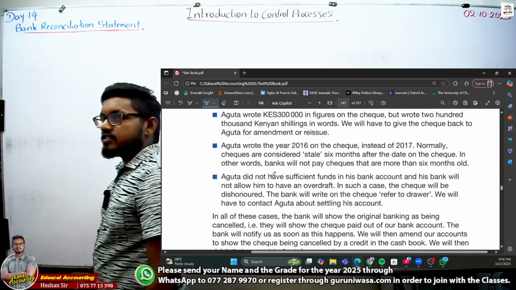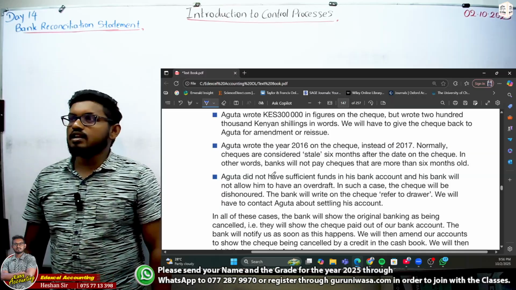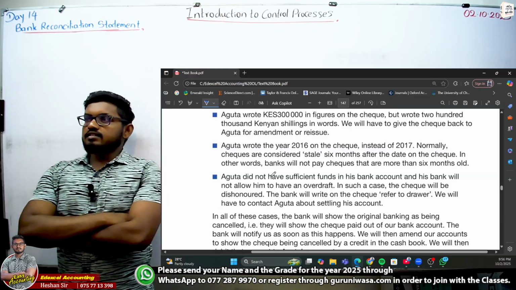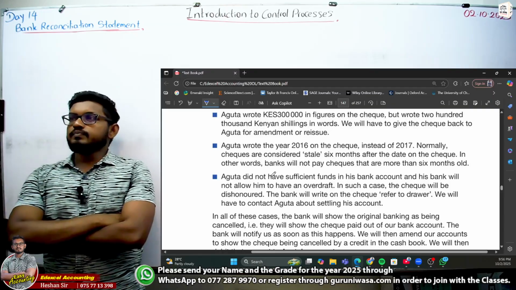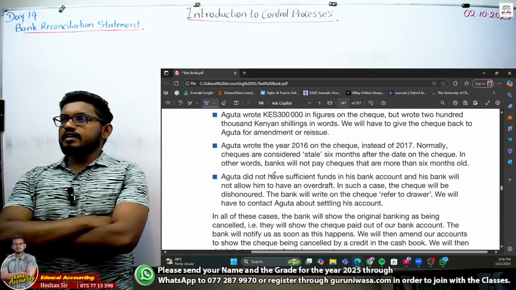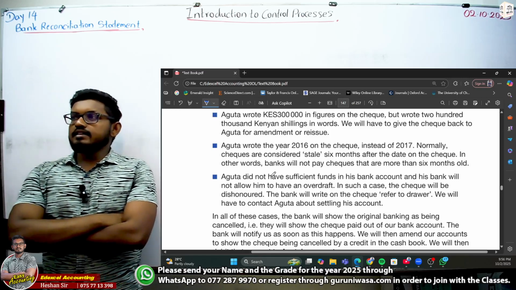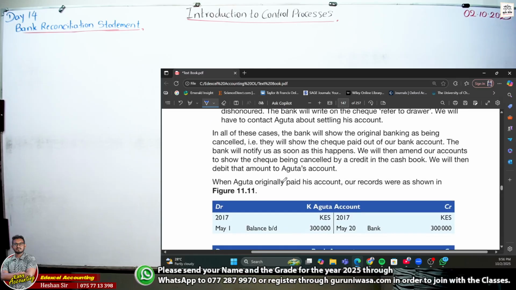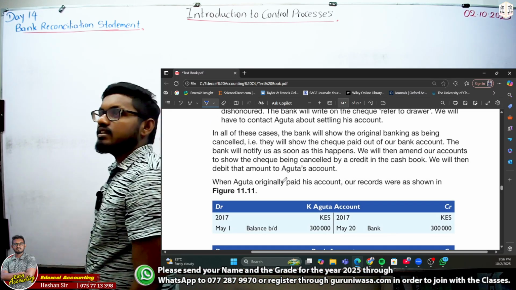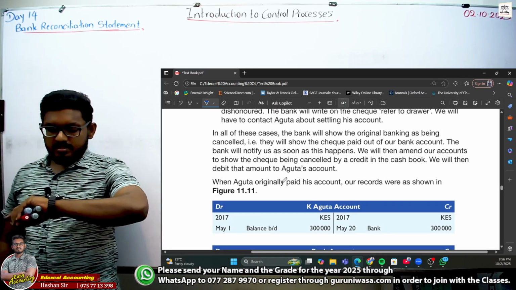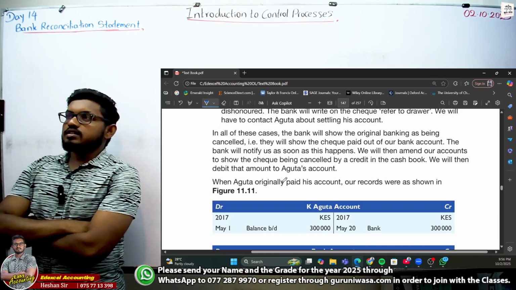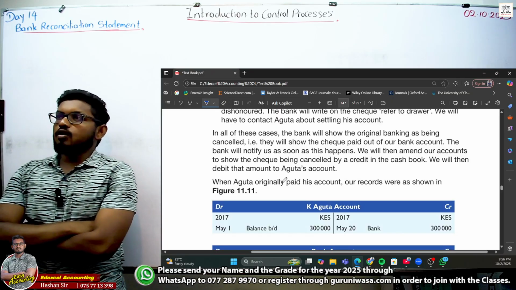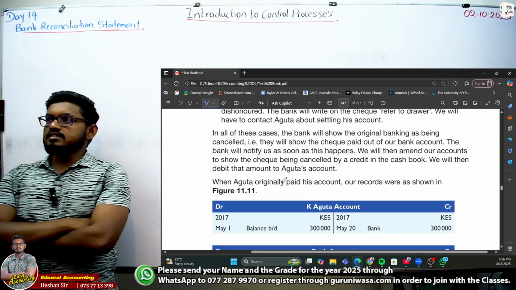Auta did not have sufficient funds in his bank account and his bank will not allow him to have an overdraft. In such a case, the check will be dishonored. The bank will write on the check "refer to drawer". We will have to contact Auta about settling his account. In all those cases, the bank will show the original banking as being cancelled. They will show the check paid out of our bank account, right? The bank will notify us as soon as this appears.